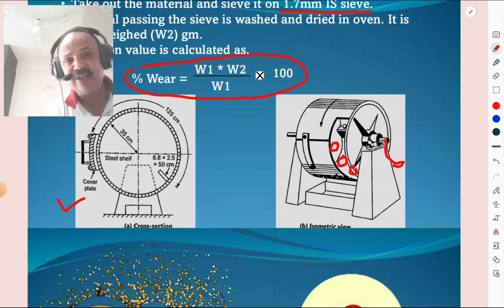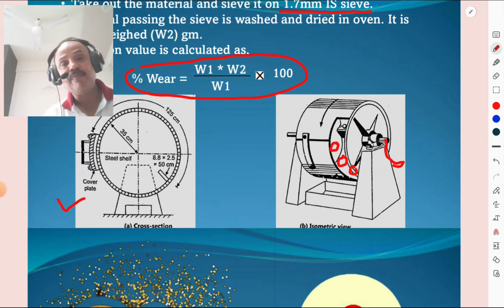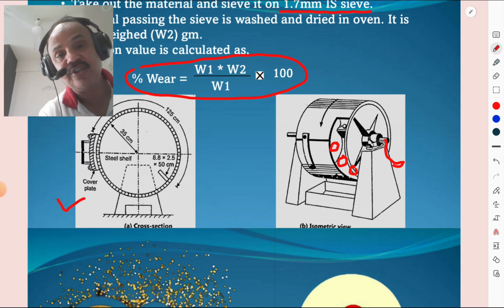This is enough for this lecture. You must prepare for all these types of tests, and bulking of sand and properties of the sand also, and silt content of the sand. All these topics are important as far as concrete technology is concerned.